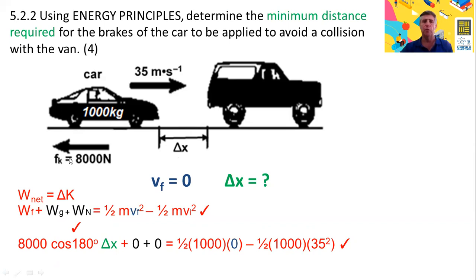8,000 newtons was the force of kinetic friction. You were given that. Delta x we're looking for. 1,000 is the mass of the car. Final velocity is 0. Initial velocity is 35. So we do the calculation and you'll get that delta x is 76.56 meters. And you can see where the 4 marks are applied there. So notice this, that actually the minimum distance required depends on the square of the initial velocity. Again, this is good reason not to drive fast. If you double your speed, you actually require 4 times the minimum distance to stop.